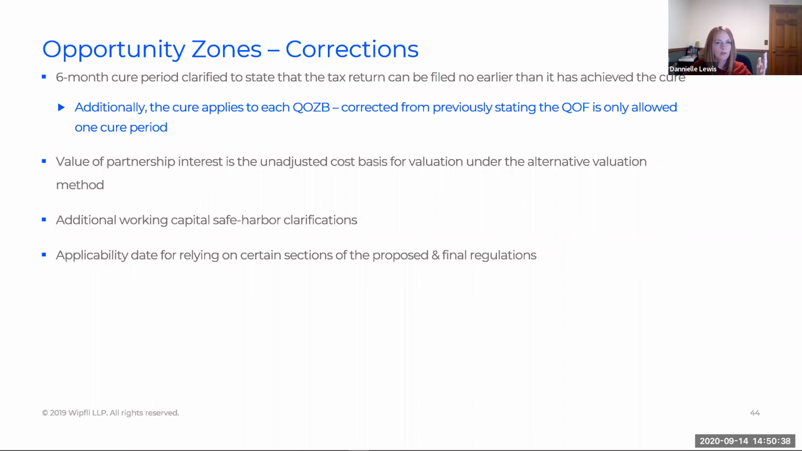So if your QOF invested into a partnership, essentially what that was saying is you'd have to revalue it every 6 months, which would be very onerous and kind of pointless at the same time. So they clarified that a partnership interest would just keep that initial unadjusted cost that you put into it. That's kind of the big piece from there.